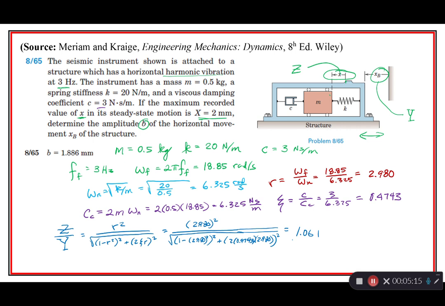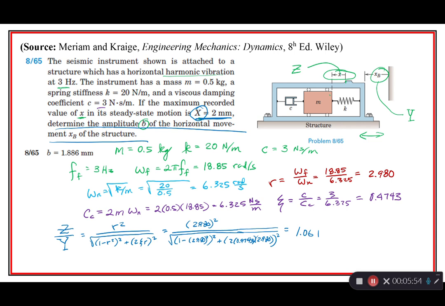But they want to determine the amplitude of the horizontal movement, which is going to be our Z. So our Z is going to be equal to 1.061 times our Y, and we were given our Y is 2 millimeters. They're calling it X right here. No, excuse me. Whoa, wait. I got that backwards. My bad.